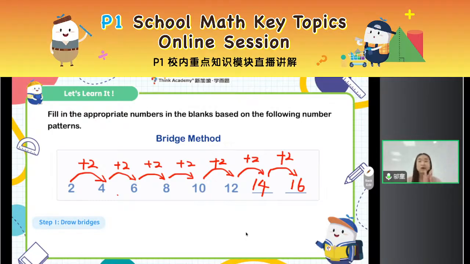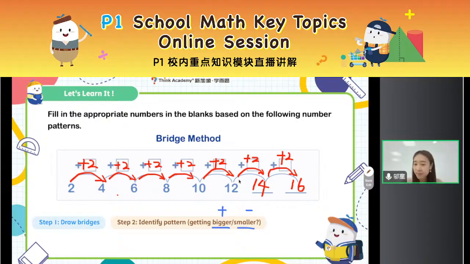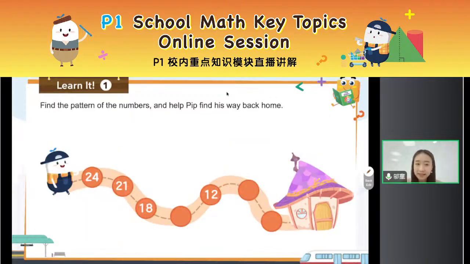Here we draw the bridges to check how the number arrives at the next one, by adding or by minusing. Then double check whether the pattern is getting bigger or smaller, going up or going down, which means we use plus to make it bigger, or we must use minus to make it smaller. And always remember, we find the difference, then check your answer. Now I think everyone knows the answer already.